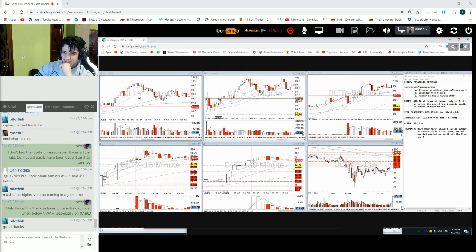So DLTR, you try to catch this thing to the short side. Parabolic reversal, indicator confirmation, $5 move up with no pullbacks, right? From the market open from 95 to 100 with no pullbacks. Extended from the 9 moving average on the 5-minute chart, and you can see it here, guys. It is extended from the 9 moving average on the 5-minute chart. Hammer on the 2-minute chart at the high of the day.